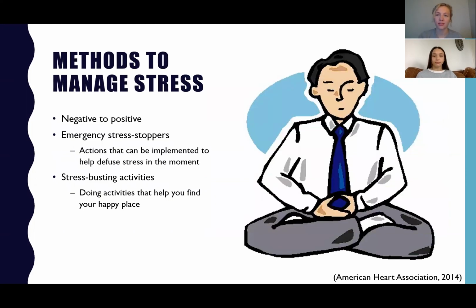Methods to manage stress. The first method is negative to positive, which is just changing your mindset. The second method is emergency stress stoppers, which includes removing yourself from the situation or counting to 10. And the third is stress busting activities, which would include working out and meditating. At this point, we're going to ask you to pause the video and make a list of 5 coping strategies that you have.